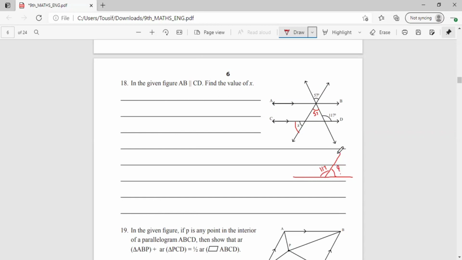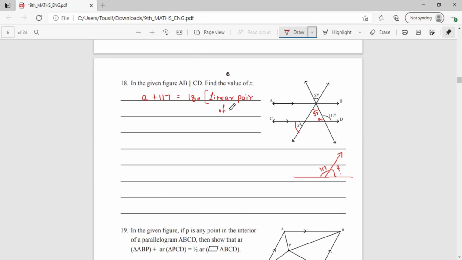As you can see, a ray is standing on a straight line. Then how many angles will be formed? Two angles. And those two angles we call what? Linear pair of angles. So beside 117, I'll mark it as just A. So A plus 117 is equal to 180. We're going to write the reason as linear pair of angles.